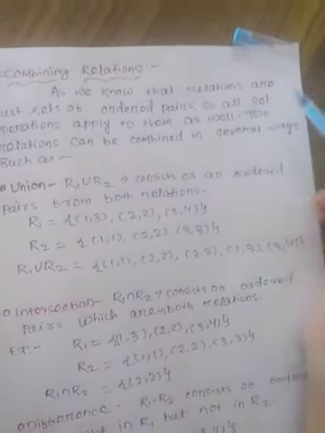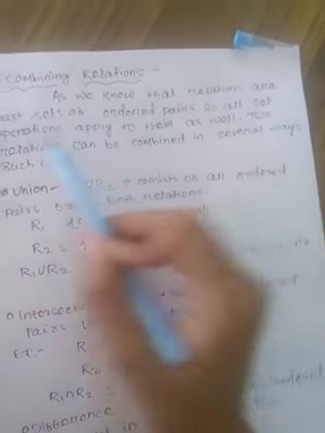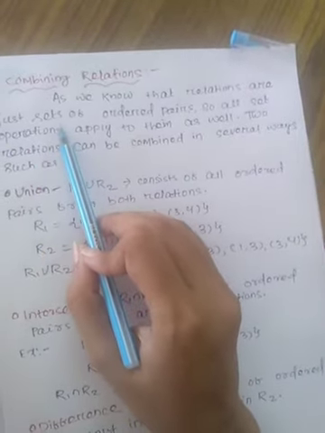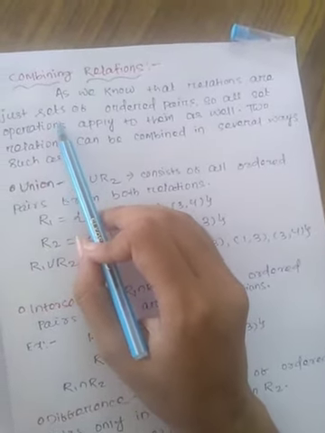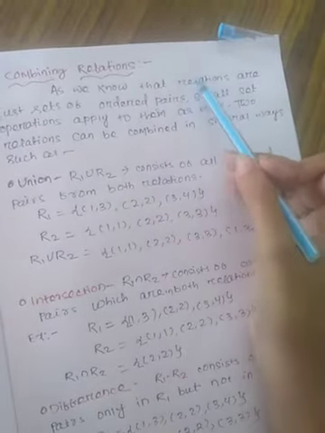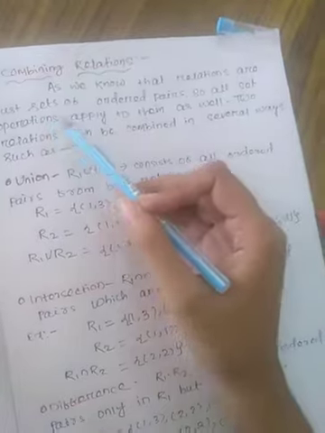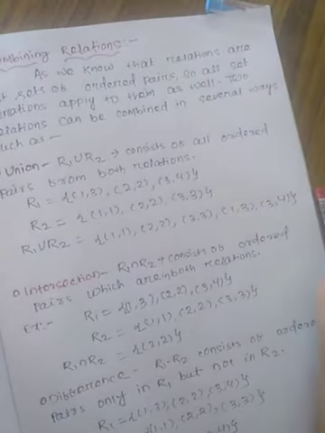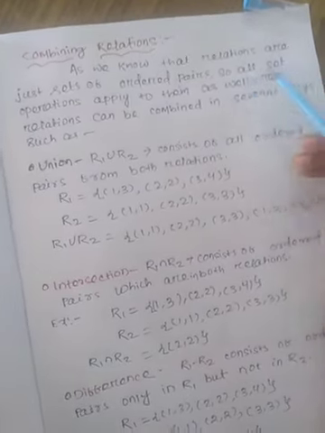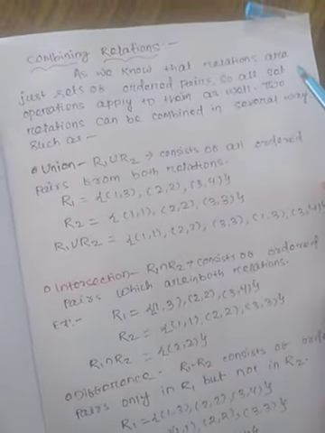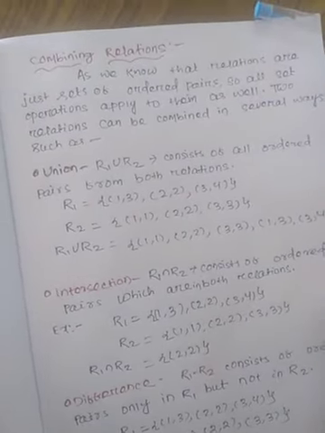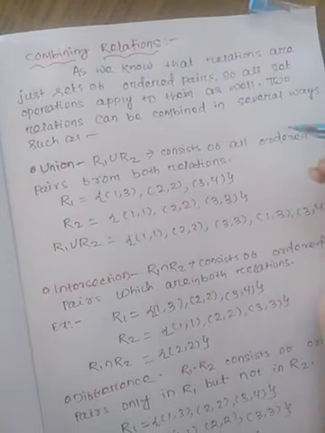What is a relation? We know already that relations are just sets of ordered pairs. It works like a set, but in a set we have distinct elements, whereas here we have ordered pairs. So a relation is nothing but a set of ordered pairs, so all set operations also apply to them as well. All the set operations like union, intersection, difference, symmetric difference, these are applied to relations as well.